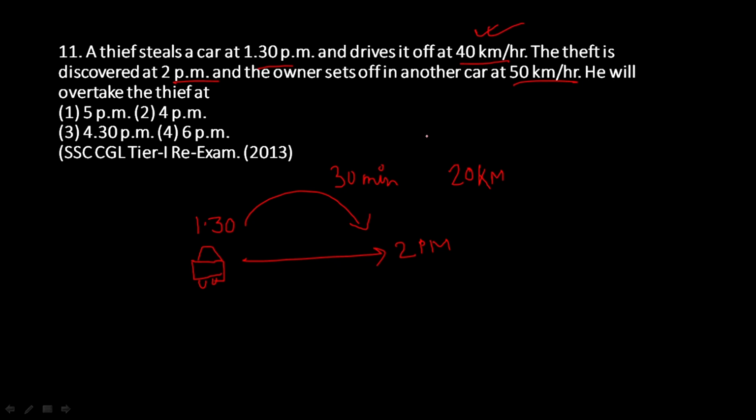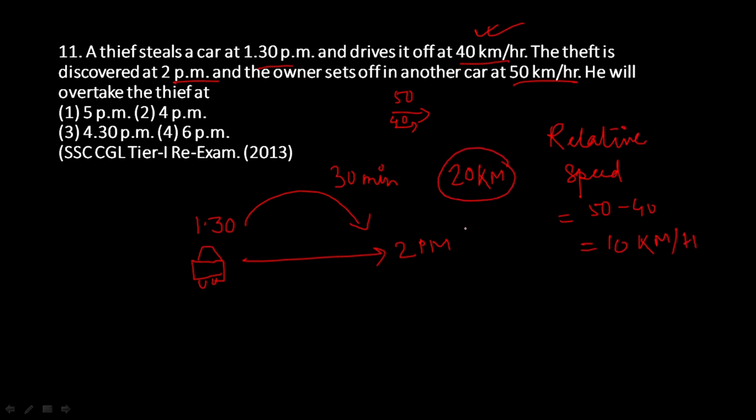So 50 km per hour means the relative speed will become... Both are going in the same direction. One is going at 50 km per hour, the other at 40 km per hour, so we subtract, and it's 10 km per hour. So this 20 km was covered by the thief. After how many hours will the thief be caught? 20 divided by 10 is equal to 2 hours.